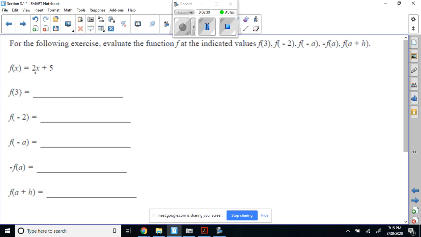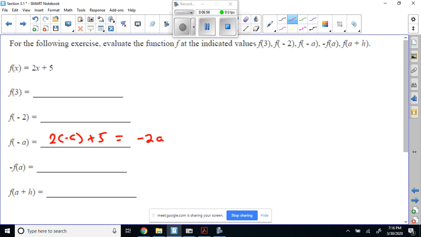And then, of course, it does this one. The first two ought to be okay. But what happens if they say f of -a? Well, we go 2 times -a plus 5. 2 times -a plus 5 is -2a plus 5, right? That's all we're doing.